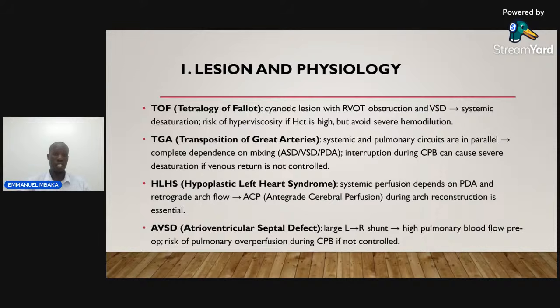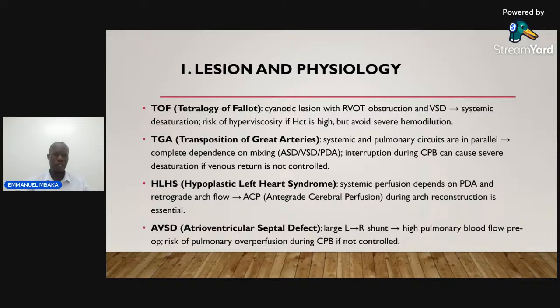The lesions that we'll talk about, just to mention, are like tetralogy of Fallot. You need to understand that it's a cyanotic lesion with RVOT obstruction and VSD. Also, transposition of the great arteries. These patients have ASD, VSD, and PDA, so interruption during CPB can cause severe desaturation if venous return is not well controlled. For patients with hypoplastic left heart syndrome, systemic perfusion depends on the PDA and retrograde arch flow. So when we are working on these patients, you might need to use antegrade cerebral perfusion.